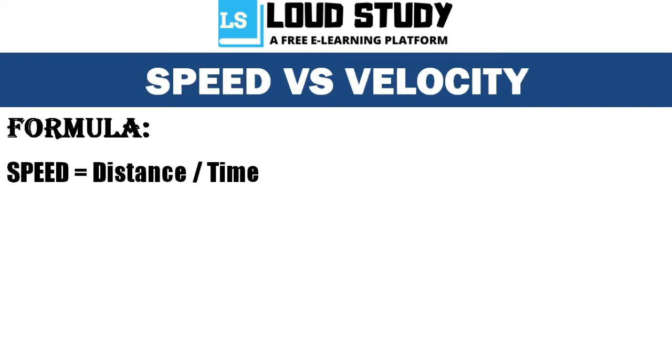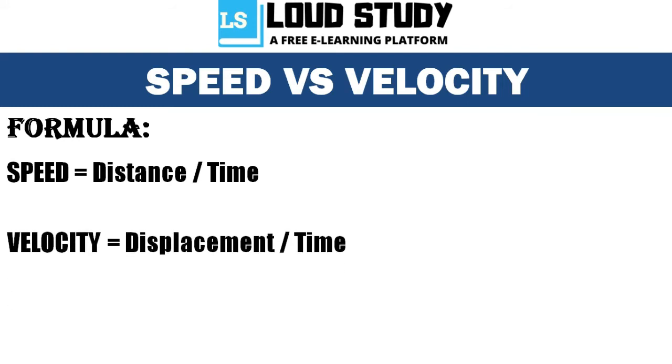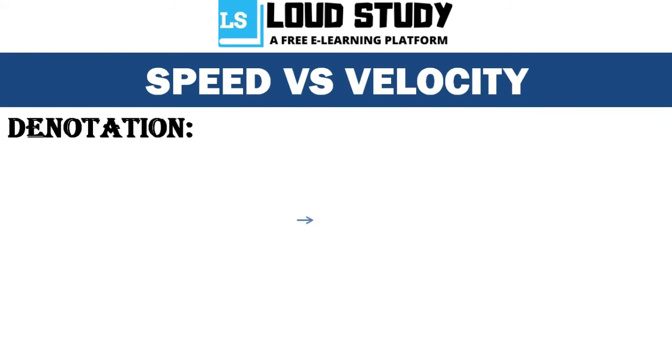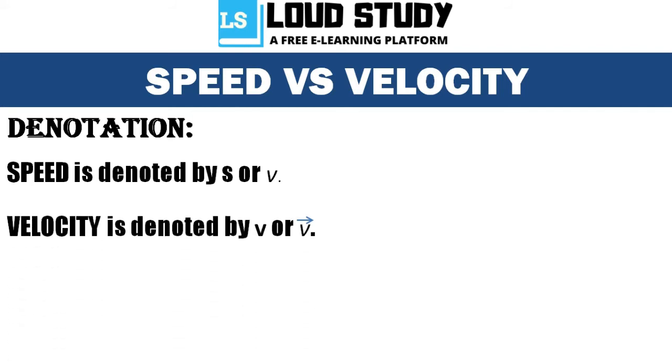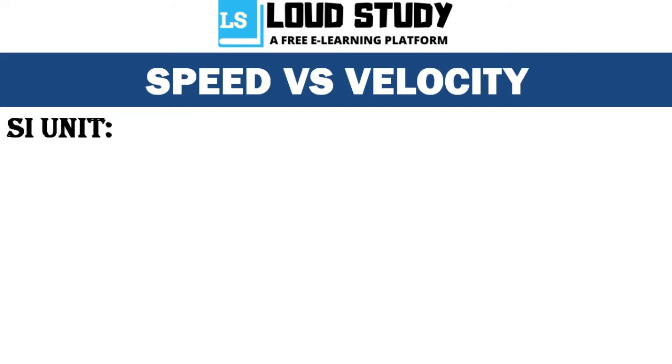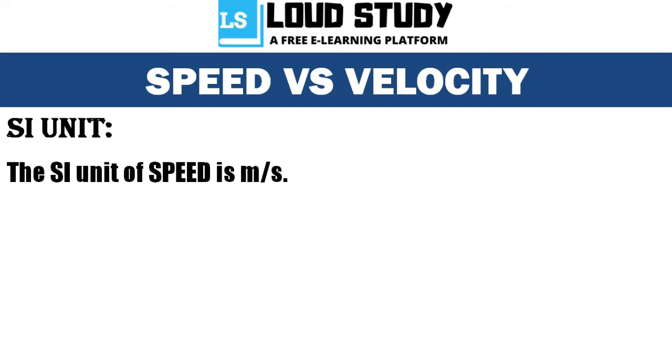Now coming to formula: speed is equal to distance by time, whereas velocity is equal to displacement by time. Now denotation. Speed is denoted by either s or v, whereas velocity is denoted by v or v with an arrow mark.